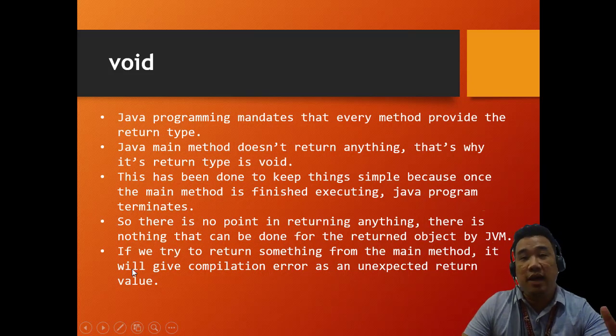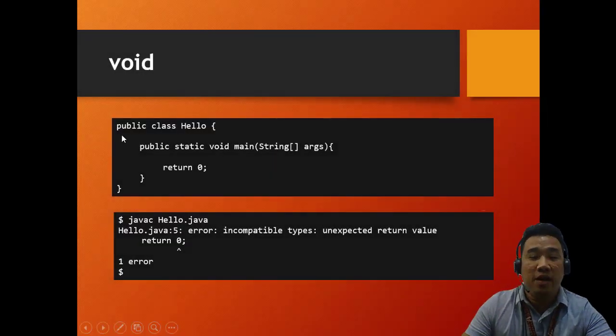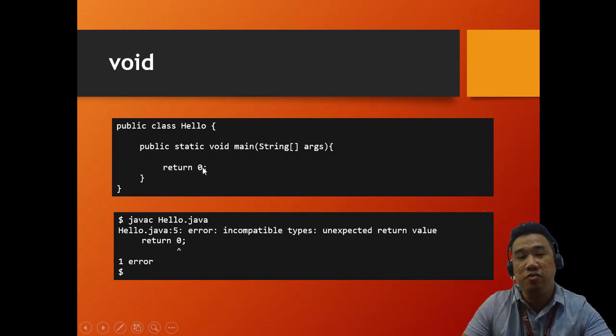So note, guys, if we try to return something from the main method, again, our main method is void. So what if we put a return value? It will give us a compilation error: unexpected return value. Just an example: we have here the class Hello and then public static void main. We put a return value, like return 0, return 100, return true, return false.